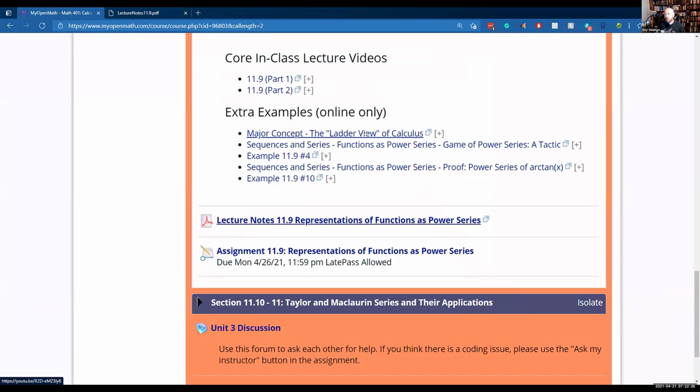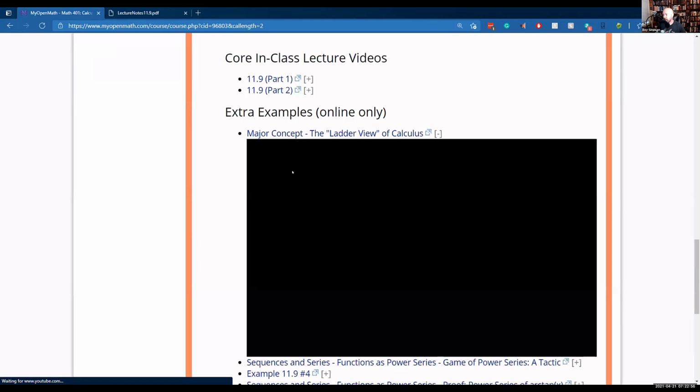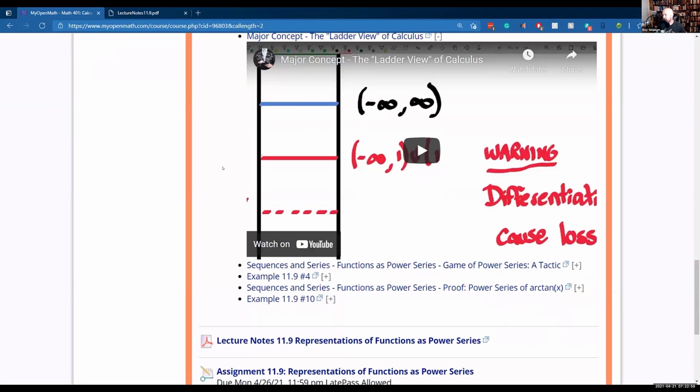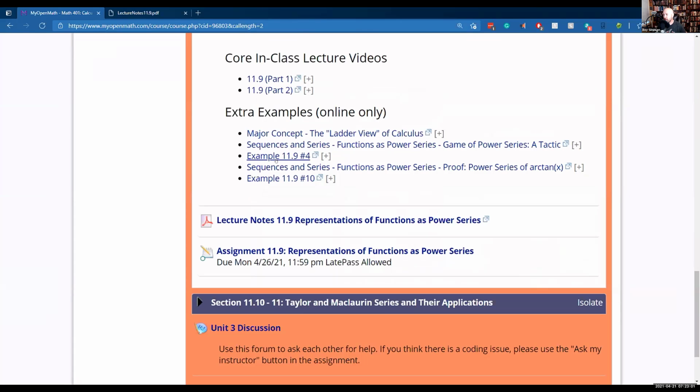So I started with the ladder view of calculus, which just means how I view calculus as far as integration going up a ladder, differentiation going down a ladder, and talking about how when you differentiate, you can remove parts of domains. You can also remove edges from intervals of convergence. And when you integrate, you can actually gain parts to a domain, and you can also gain edges on your interval of convergence. So I mentioned that in this ladder view of calculus video, not terribly long video. I think it's pretty short. It doesn't say on there, but it might be maybe 12 minutes or something like that.